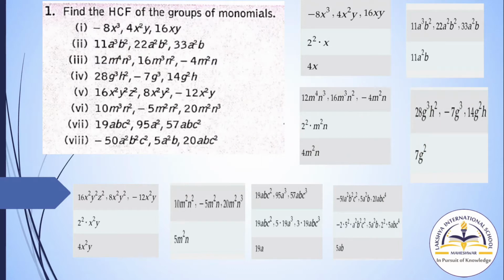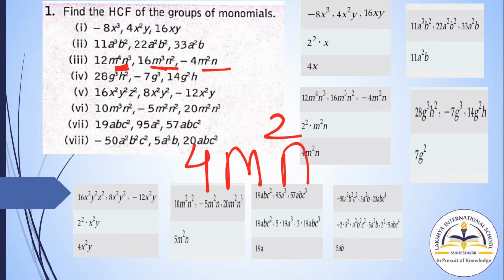Now question number 3, 12m to the power 4 n cube, 16m cube n square, minus 4m square n. Now you can see here which is the common in variables. Here n cube, n square and n means n is common. Now for m we will check, m square is common in all three monomials. Now we will check for the numbers. So in numbers you can see 4 is common in all three monomials, so 4m square n will be the answer.